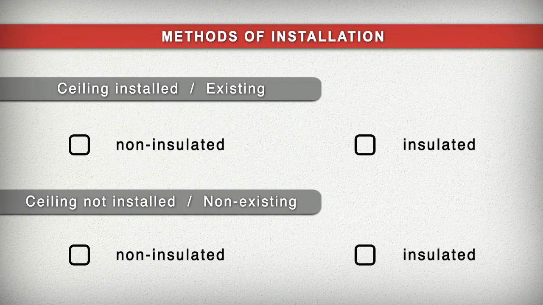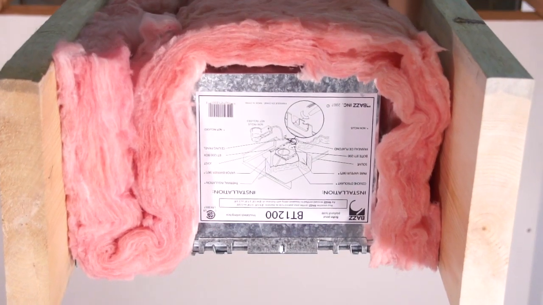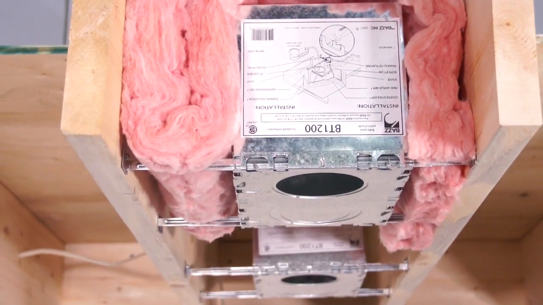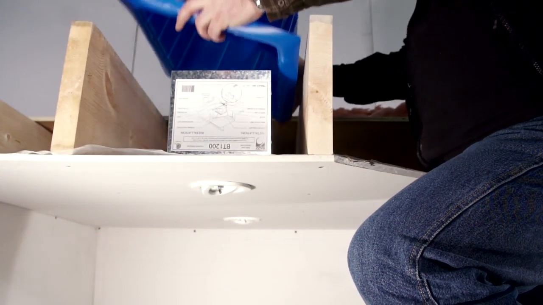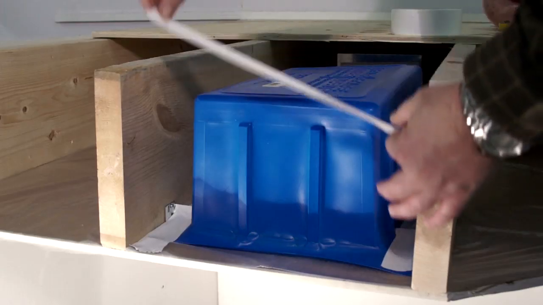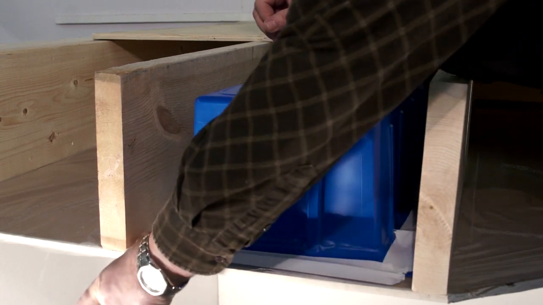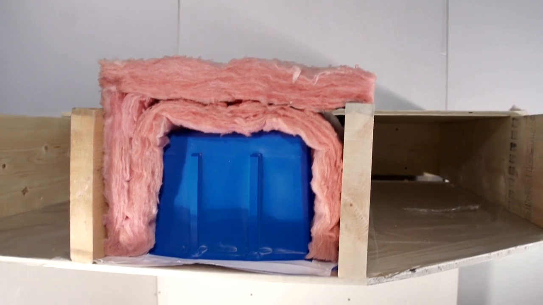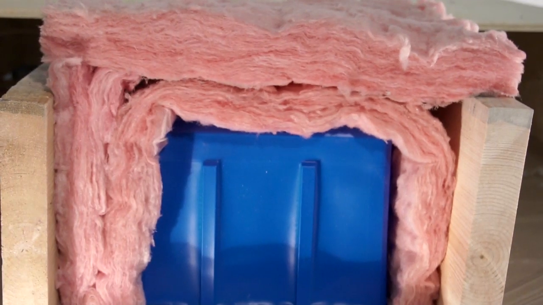Third and fourth scenario: you have a non-existing or existing ceiling that is insulated. In these cases, an insulated ceiling box, BT 1200, is mandatory. A vapor barrier, VAP 101, is also recommended if the ceiling is located under an attic space, or is an exterior ceiling. These accessories are required by the electrical code. If you have an existing ceiling, you must have access to the ceiling space. Otherwise, you will have to open your ceiling to install accessories.